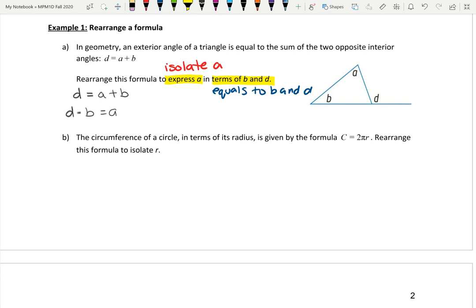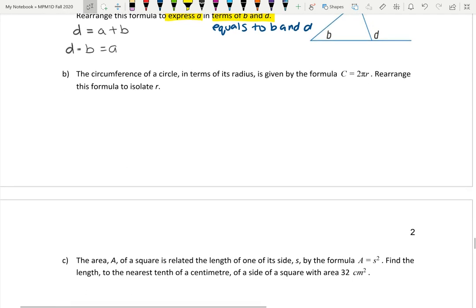So the circumference is equal to 2 pi r, and r means radius. So rearrange the formula to isolate for r. So I'm going to start off by rewriting my formula. Okay, and now I want to isolate for r. So I'm going to divide both sides by 2 pi.